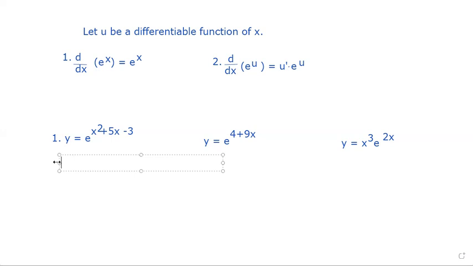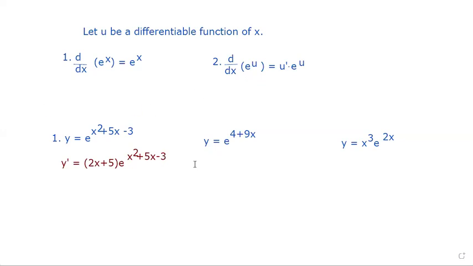So the first thing we have: y is equal to e raised to the x squared plus 5x minus 3. So for the derivative, we look at the exponent, which is x squared plus 5x minus 3. The derivative of this is going to be 2x plus 5. Okay, and then we just keep it times e to the x squared plus 5x minus 3. And we can see this is just an application of the rule that's shown here.